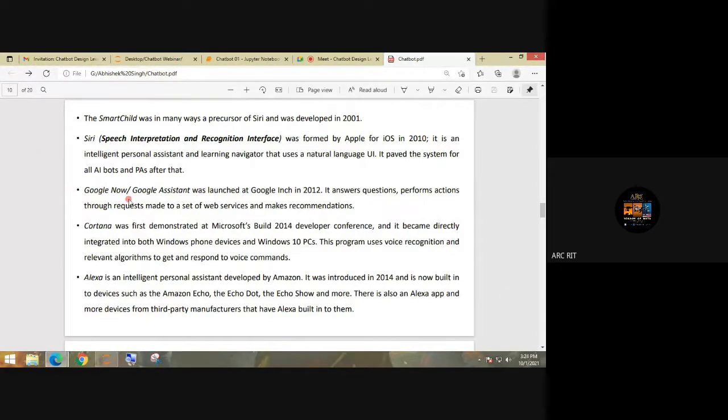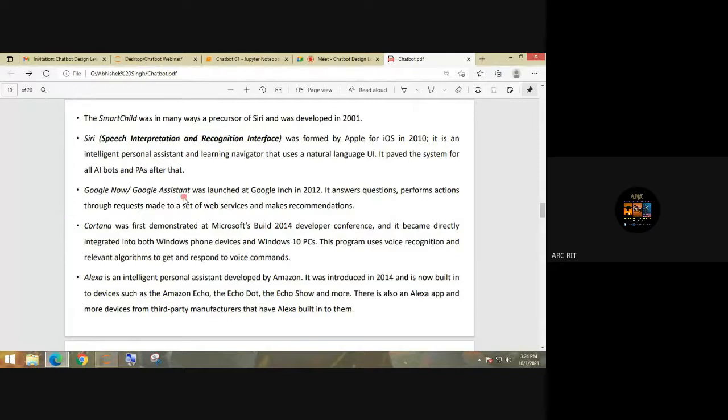Siri started the revolution, and chatbots became virtual assistants. Now, Google Assistant: if you are using other than iOS, then Google Now and Google Assistant is inbuilt in your phone. Google launched it in 2012. It answers questions, performs actions through requests made to a set of web services, and makes recommendations. And you must have used Google Assistant in calling, in opening apps, everywhere.